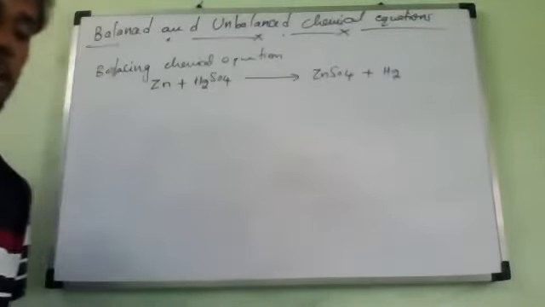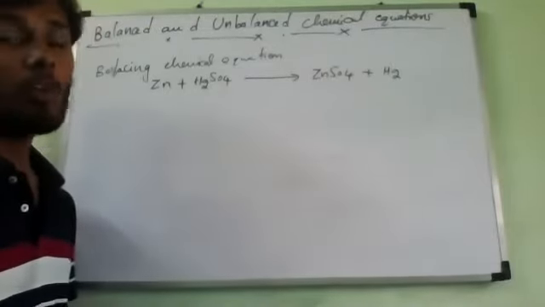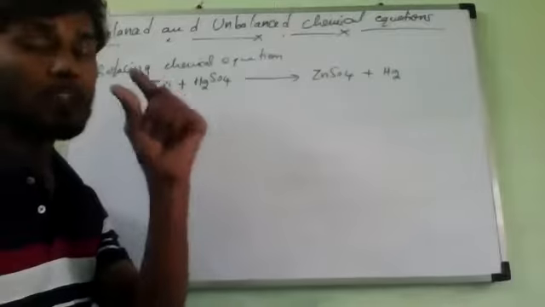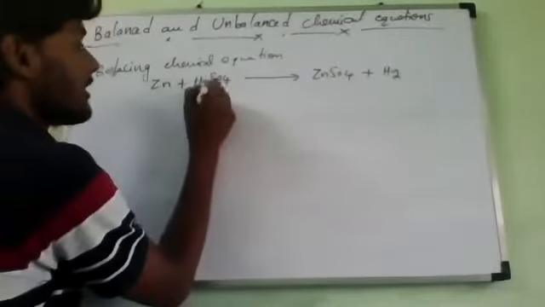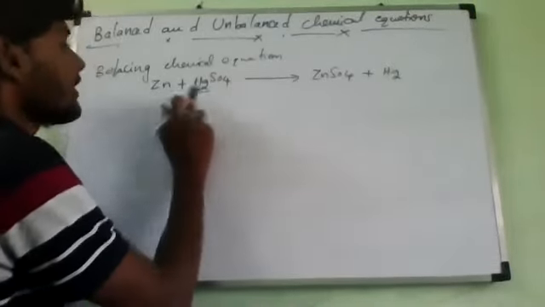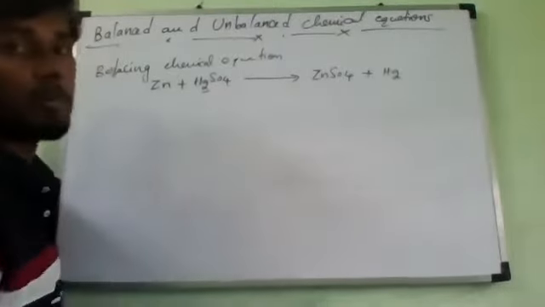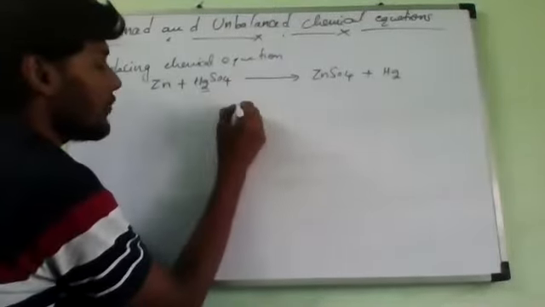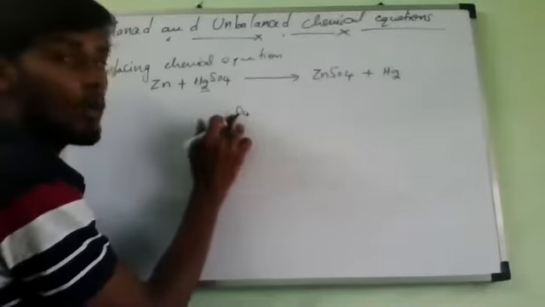Always remember, while we are balancing, we have to balance it with the lowest possible numbers, first condition. Next, the suffix or prefix should not change. Always we have to change the coefficients of the number. We are not supposed to change the subscript of the number. Suppose if we take SO4 here, the 4 indicates that 4 oxygens are there.